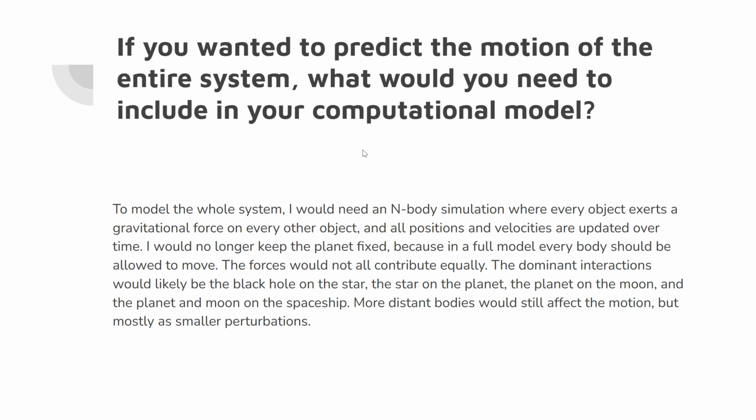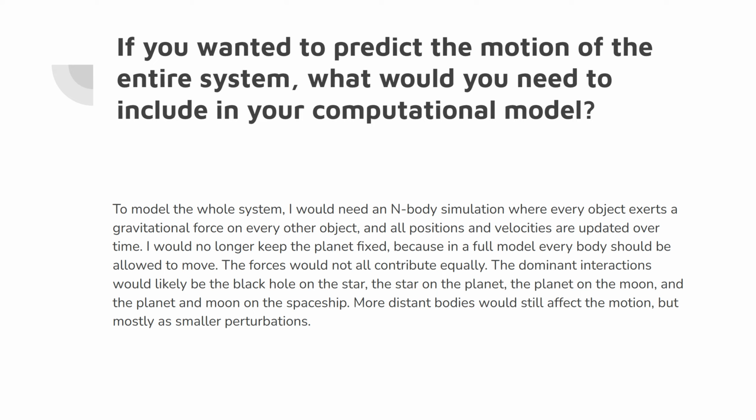Our second question is, if you wanted to predict the motion of the entire system, what would you need to include in your computational model? To model the whole system, I would need an n-body simulation where every object exerts a gravitational force on every other object, and all positions and velocities are updated over time. I would no longer keep the planet fixed because in a full model, every body should be allowed to move. The forces would not all contribute equally because some bodies have greater mass and some less.